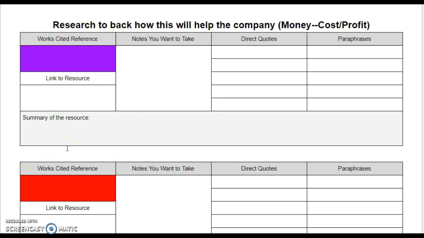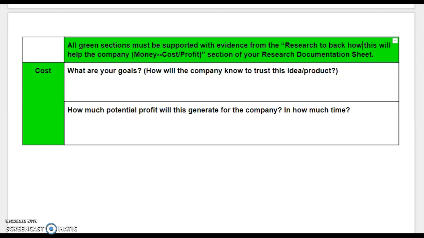For this one, usually the majority of you will be good with two resources. Some of you may need more. If you feel like you can only find one, then that's a conversation that you need to make sure you have with your teacher. For this one and your cost, what you really want to consider are what are your goals? And how will the company know to trust this idea or this product?